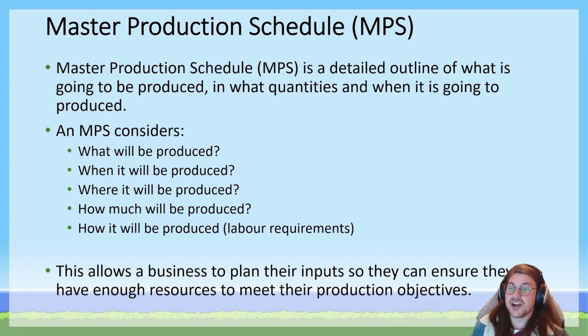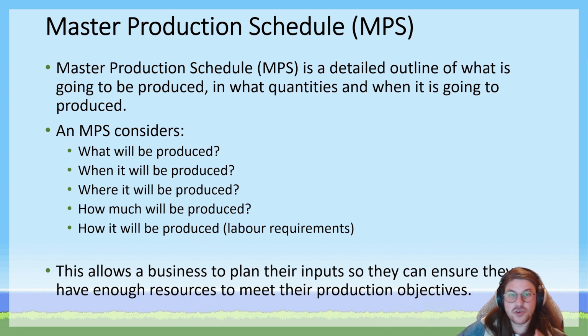Now, master production scheduling is also a materials management strategy. It is being very thorough in your planning, essentially. The master production schedule is an itemized itinerary of all of your output requirements. What will be produced, when it will be produced, where it will be produced, how it will be produced, and how much will be produced.